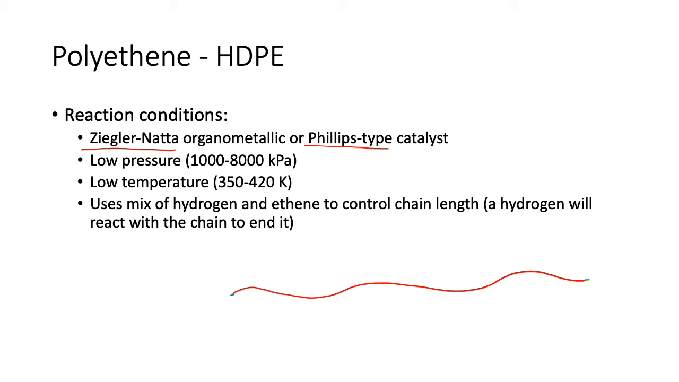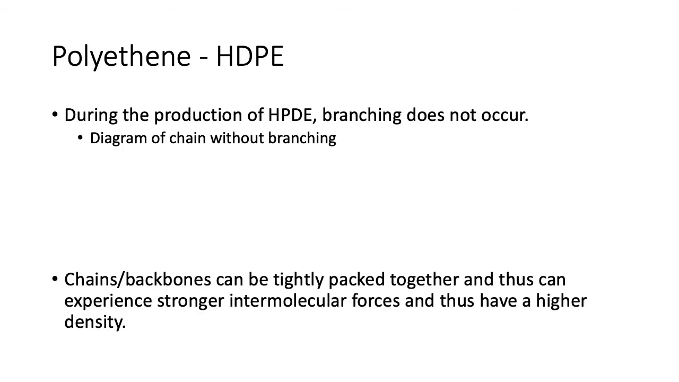Okay, but that's that. So branching does not occur. What does a chain look like without branching? That's what a chain looks like without branching. To be honest, there's actually just very small branching. Smaller branching occurs rather than large branching.